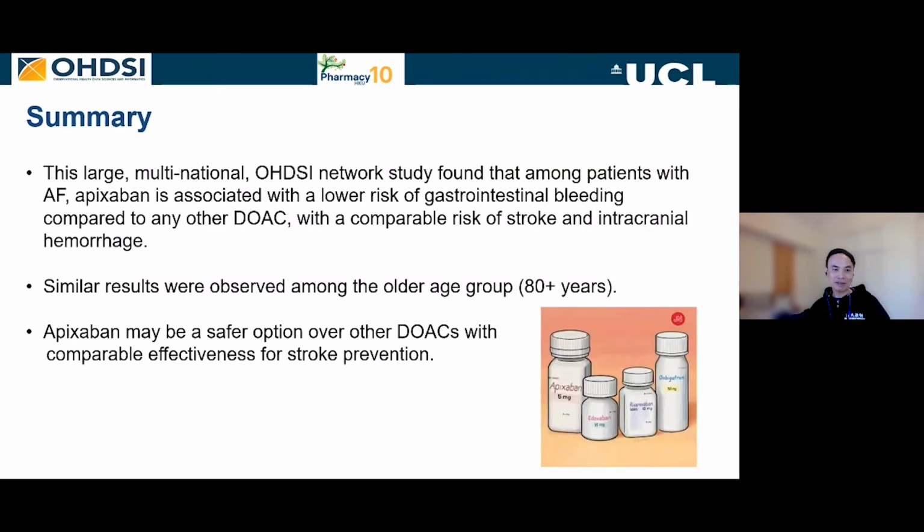So the summary is, in this particular study, apixaban seems to be a safer option compared to all other drugs, at least in terms of GI bleed, but there's no difference in terms of efficacy.